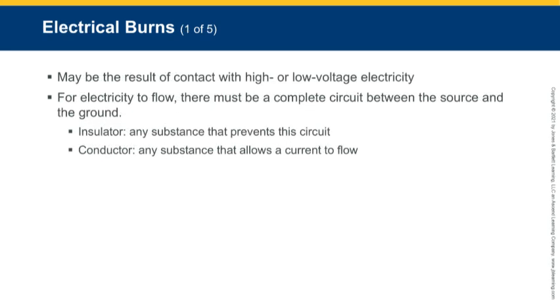Electrical burns occur when the body becomes part of an electrical circuit. The severity of the burn depends on the type of current, voltage, and pathway through the body. Electrical burns often cause deep tissue damage that may not be visible on the surface.